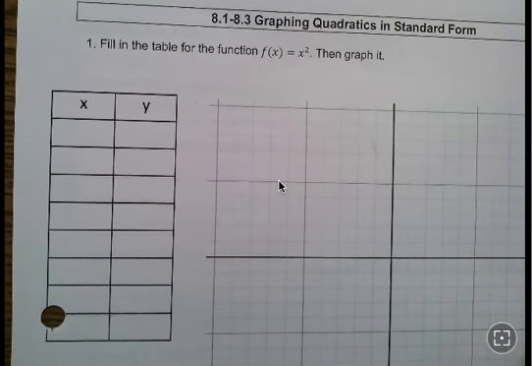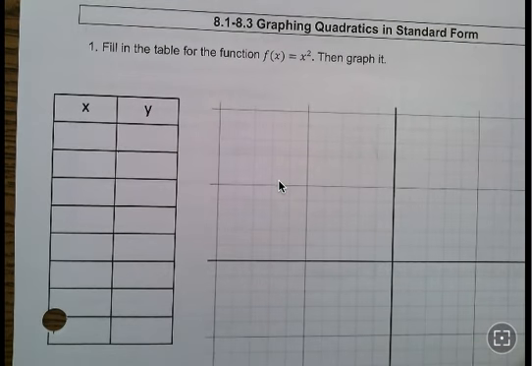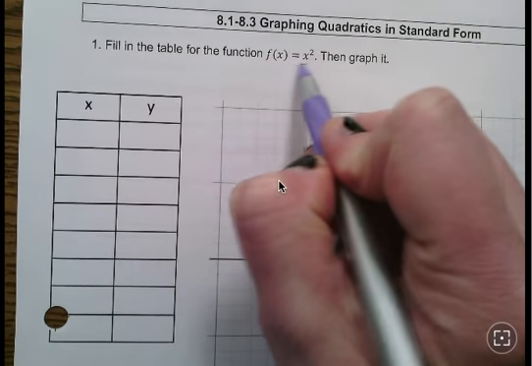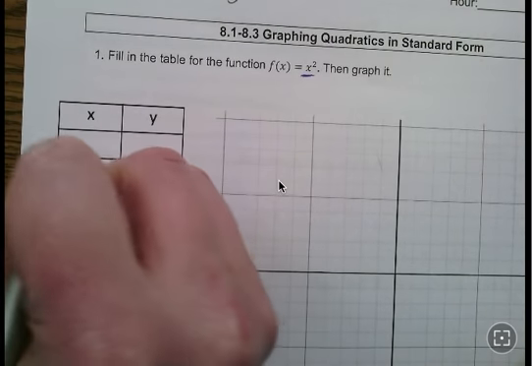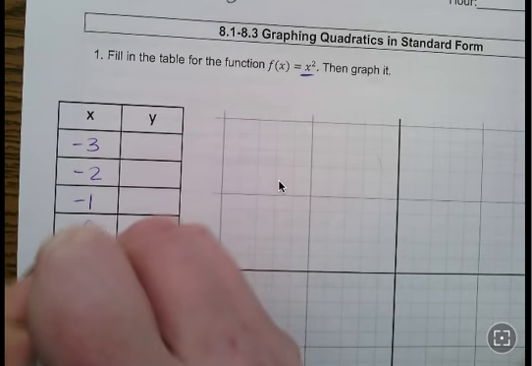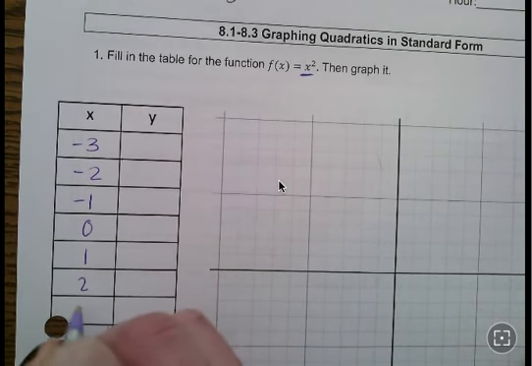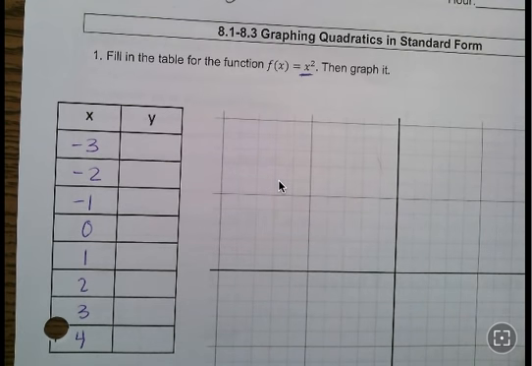But anyway, the first thing we're going to do is graph the parent function. The parent function is just the simplest function that you have, and the simplest quadratic we can have is just x to the power of 2. We are going to fill in our table. I'm going to start at -3, and we're going to fill in the y value. Here in a second, we're going to use the graphing calculator to do this, but I'm going to do this first one by hand just to get you into the pattern of everything.